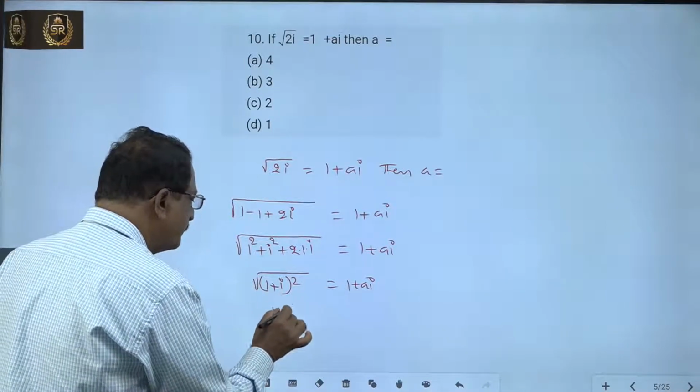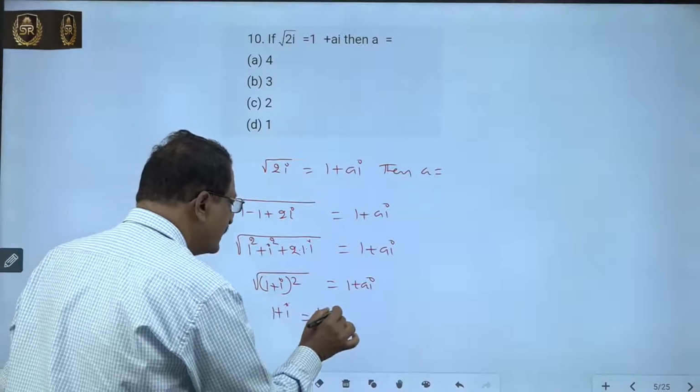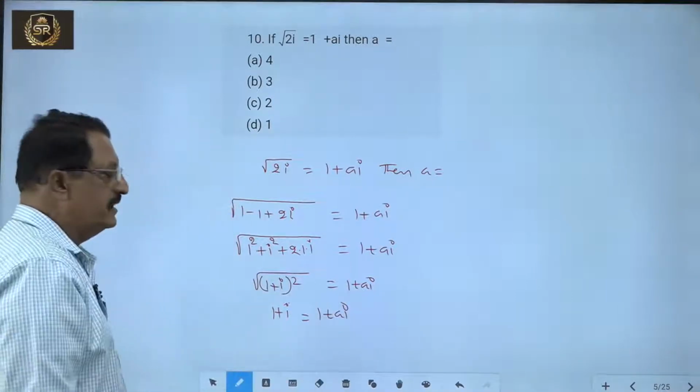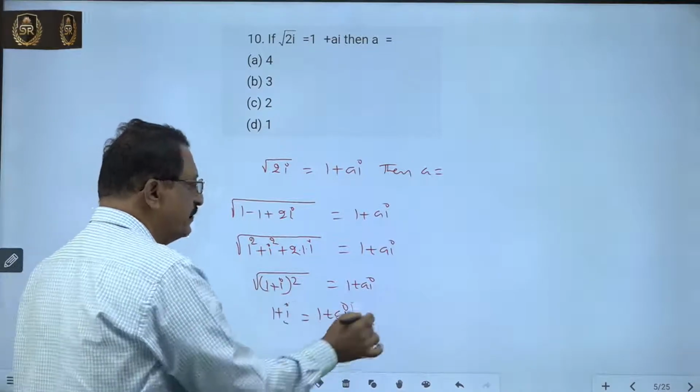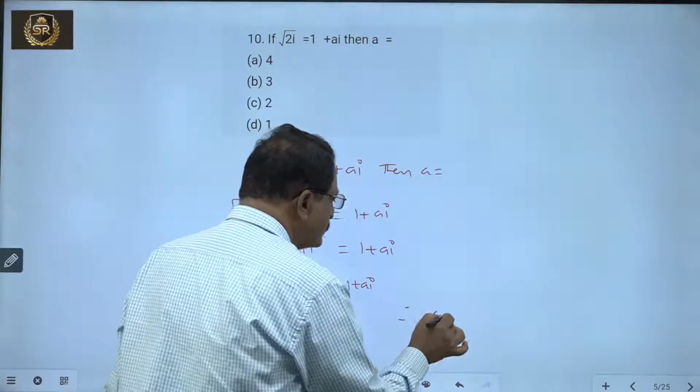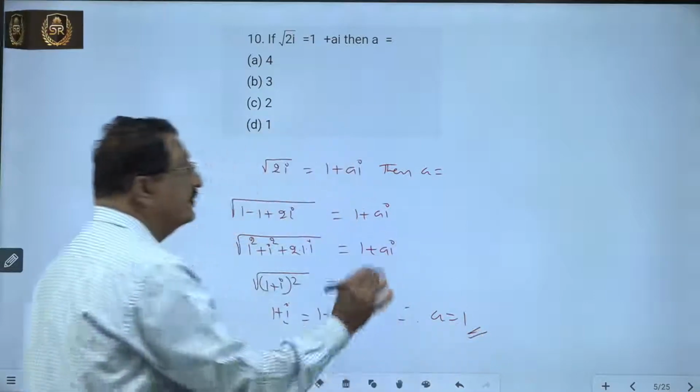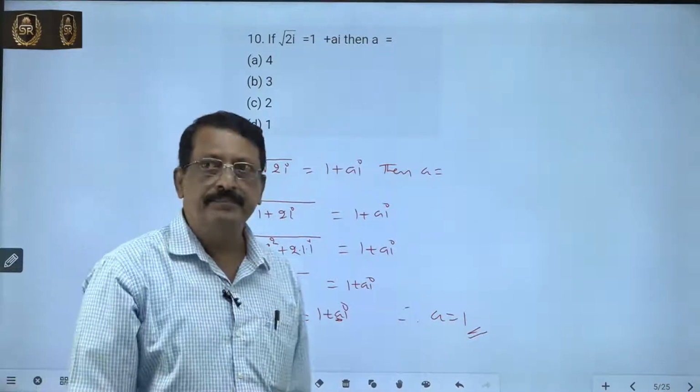1 plus i equals 1 plus ai. Now equate imaginary parts on both sides, therefore the value of a equals 1.